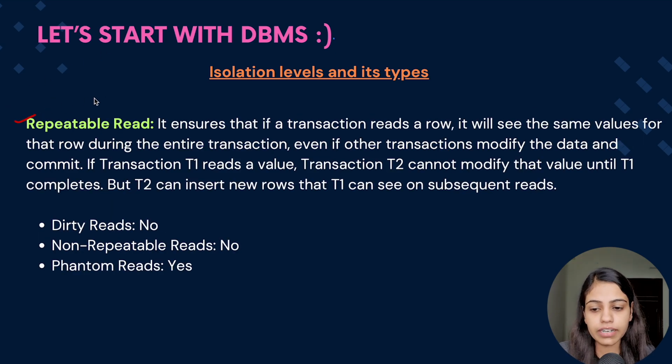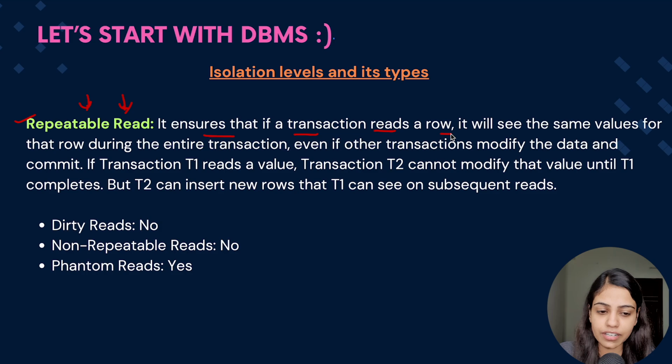Now coming to the third, that is repeatable read. It ensures that if one transaction reads a row, it will see the same values for that particular row during the entire transaction. Even if another transaction modifies the data and commits, if transaction T1 reads the value, transaction T2 cannot go ahead and modify the value until T1 completes.